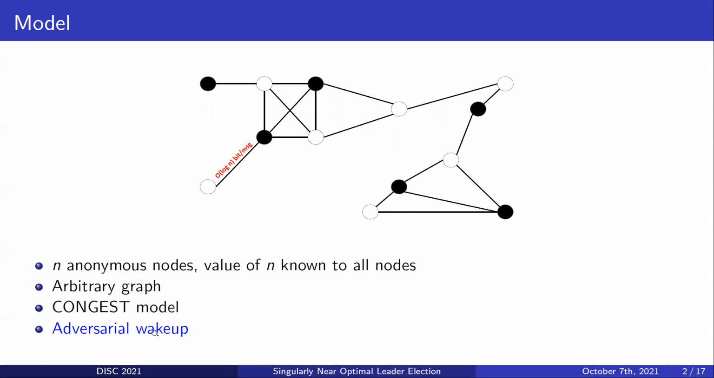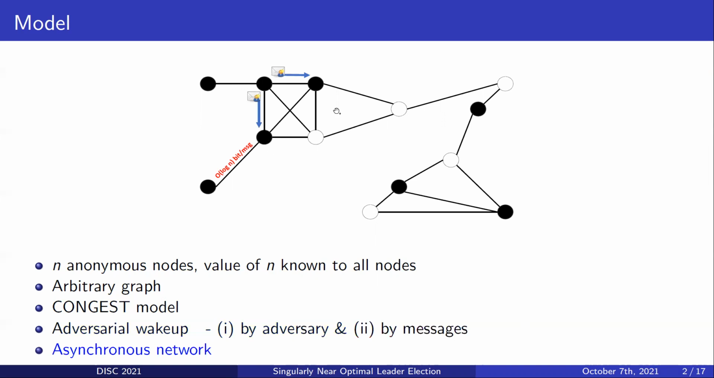We assume adversarial wake up. What that means is, initially, some nodes might be asleep and some might be awake. And the way a node wakes up is in one of two ways. Either the adversary wakes it up, or an awake node might generate a message and send it to this node, which results in this node waking up.